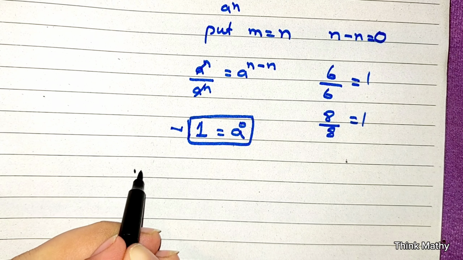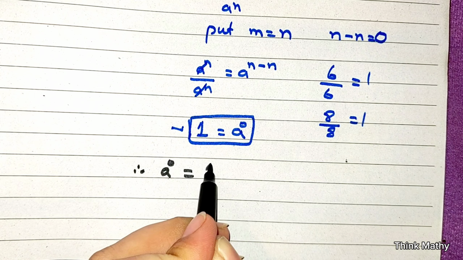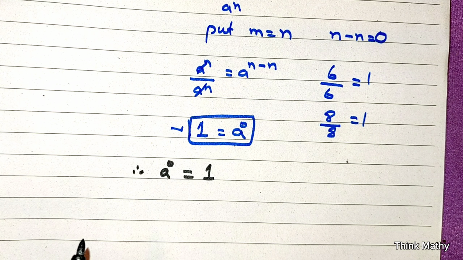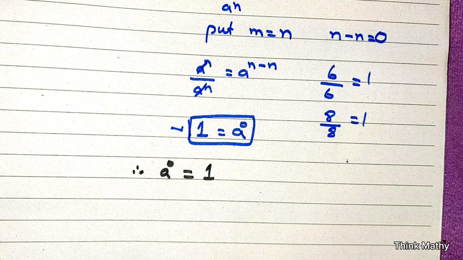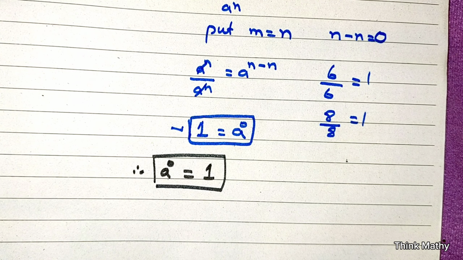You take any number and put the power as 0, this always equals 1. For example, we take 5 to the power 0, 6 to the power 0, 8 to the power 0, negative 1, negative 2, negative 3. Any number raised to the power of 0 will always be equal to 1.